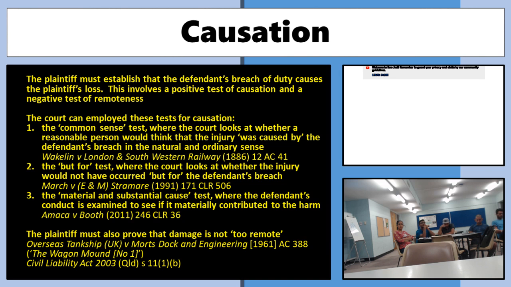There is another test that you have to do here, this test of remoteness. The Wagon Mound case, there's a bunch of these cases. The first one involved Sydney Harbour, a bit unfortunate really. There was a boat on one side of the harbour and it dropped, I think they call it bunker oil, dropped oil in the harbour, as you do, right? And the oil floated across the harbour.